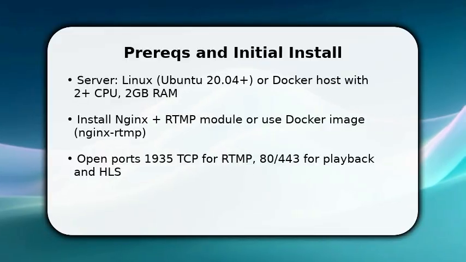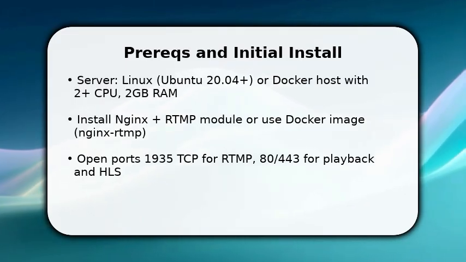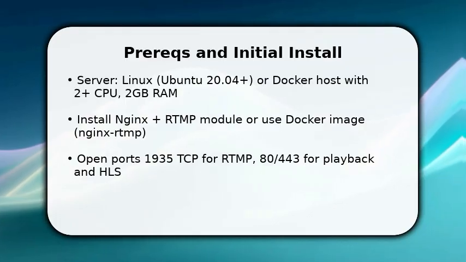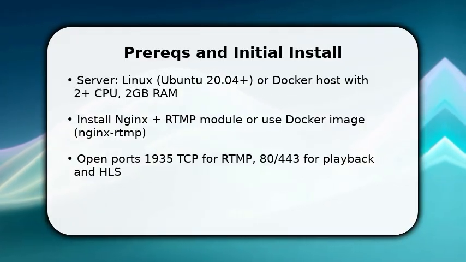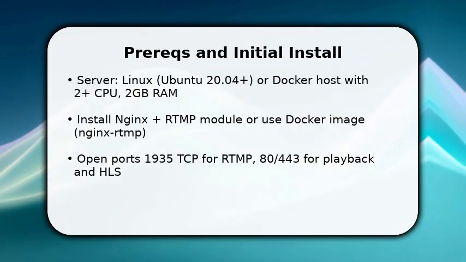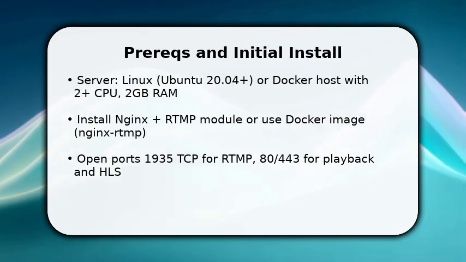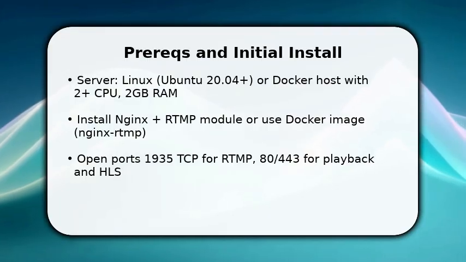You start by preparing the host. Pick Ubuntu or Docker and ensure 2+ CPU cores and 2 GB RAM. Install Nginx with the Nginx RTMP module or pull an Nginx RTMP Docker image. This gives you the RTMP endpoint quickly.